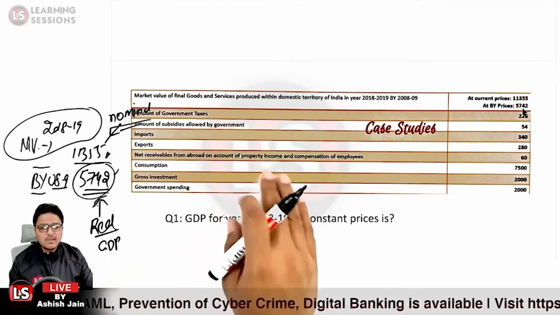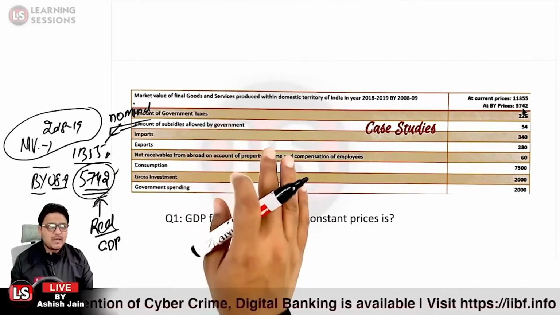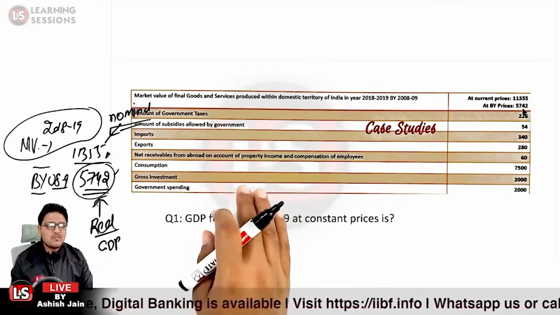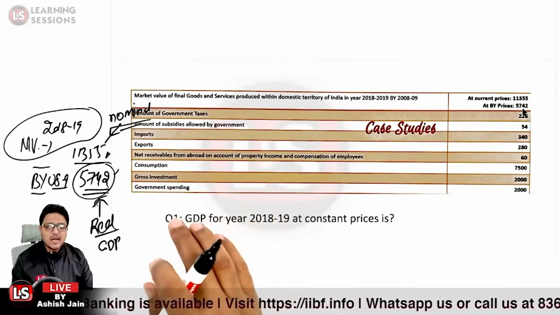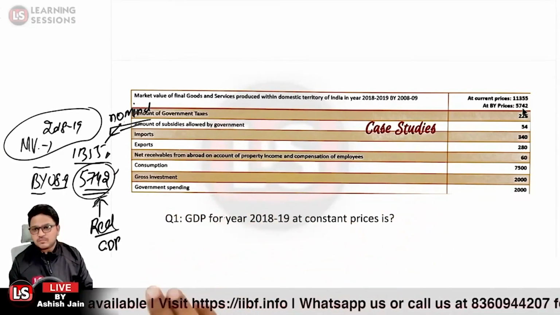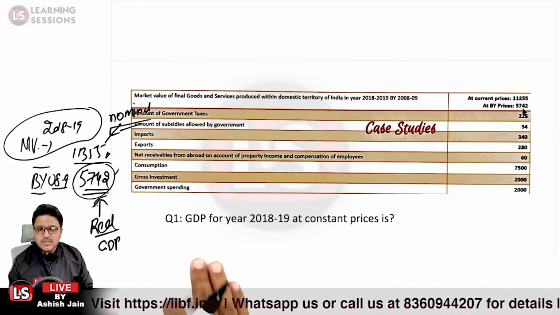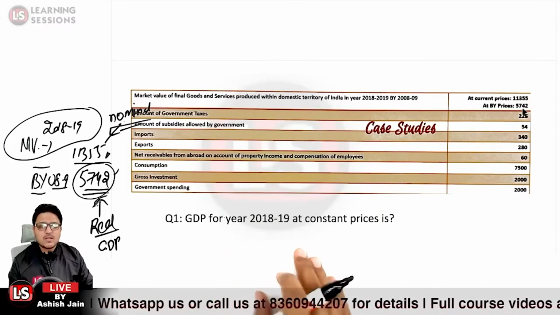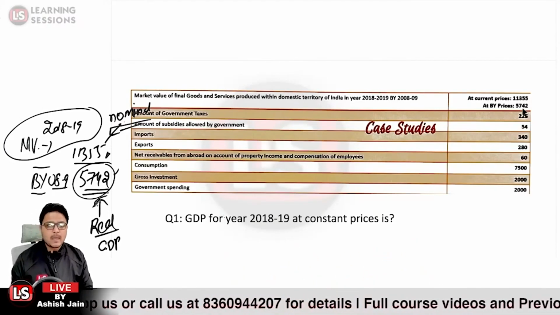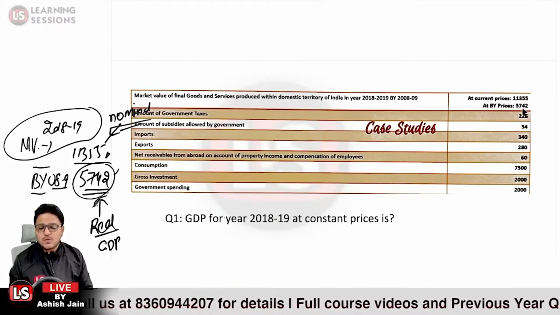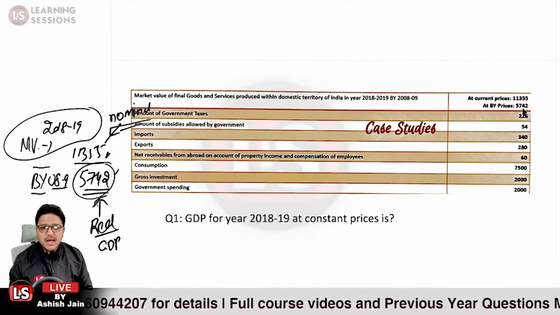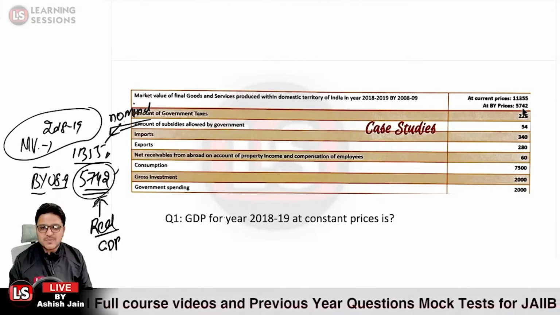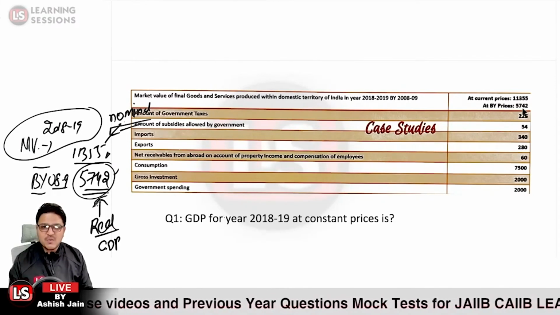And further, we are provided with different amounts related to government taxes, subsidies allowed by the government, imports, exports, net receivables, consumption, gross investments, and government spendings over here. First question: GDP for year 2018-19 at constant prices is. What would be the answer?